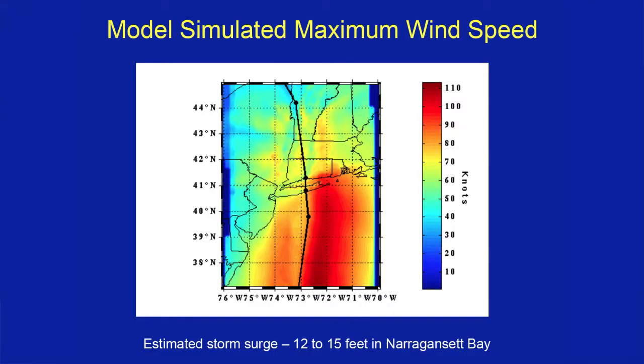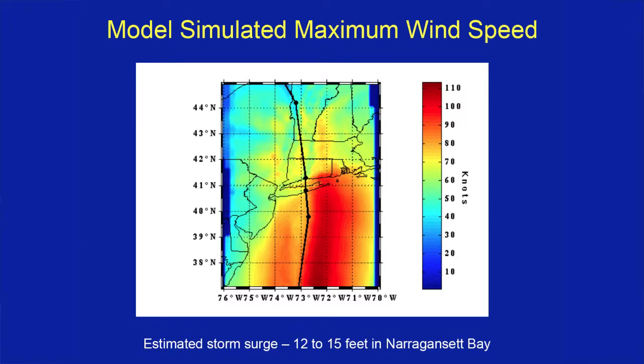So this is actually a computer-generated footprint of the 1938 storm. We call it the swath. It shows the maximum wind speed that each location experienced during the passage of the storm. The red color is about 100 to 110 knots, 120 miles per hour. And you can see significant wind inland.